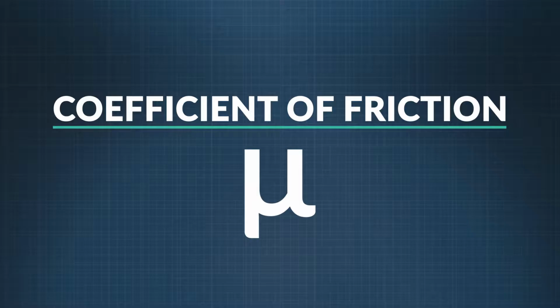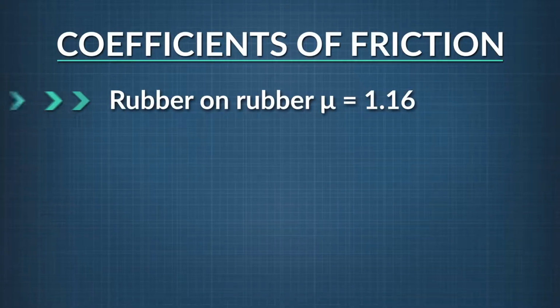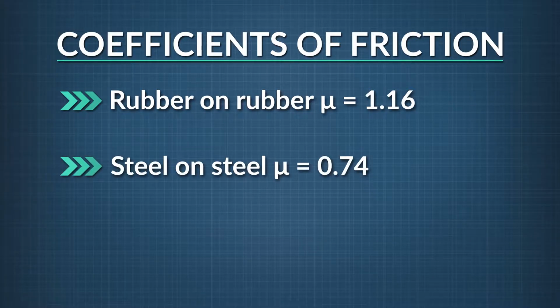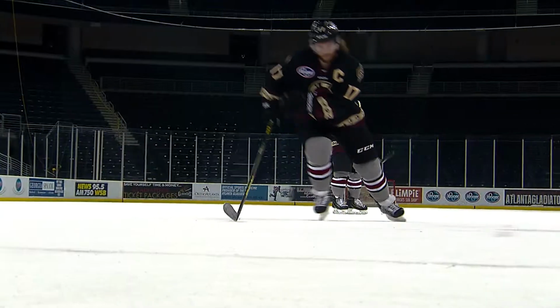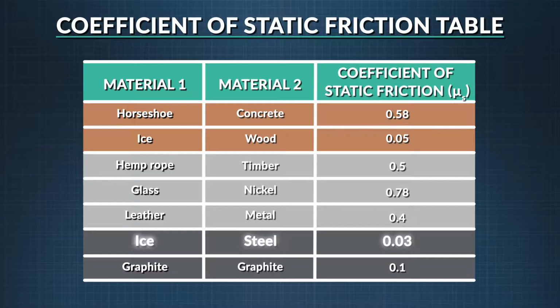So the coefficient of friction between two surfaces depends on the type of surfaces. There are standard tables that have it already figured out for you. For example, when rubber meets rubber, it has a friction coefficient of 1.16. When steel meets steel, there's a coefficient of 0.74. Where ice rubs against ice, there's a coefficient of 0.1. Not much friction there. But how about steel on ice? Check out the table and see what you find.